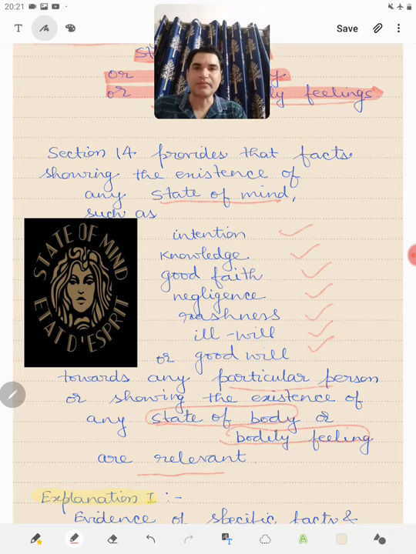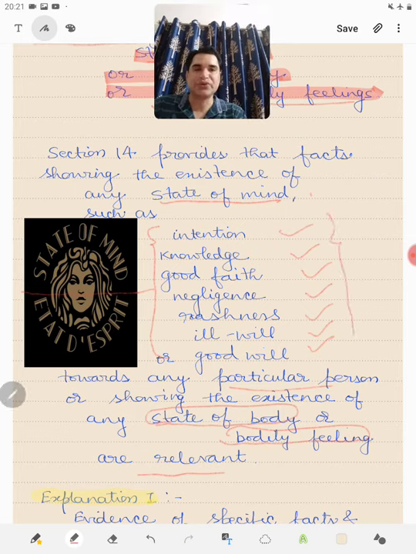So, mind you, friends, when anything has happened and whether that thing is an offense or not depends upon the state of mind, then any fact which shows that state of mind, body, or bodily feeling is made relevant under Section 14.